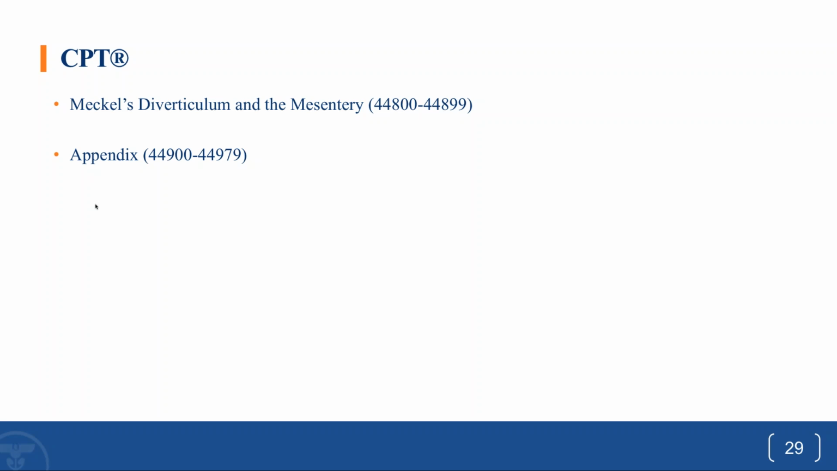I just see a question in the chat box. Do we use both codes if there are two procedures? Well, if there are two procedures, you would only be using the 44955. You would only use the 44955 if it's done in conjunction. If all that's being done is just the appendectomy, then you would use the 44950. That's when you would use the 44950. No problem. Okay, and then we can see the two codes for the laparoscopic version.